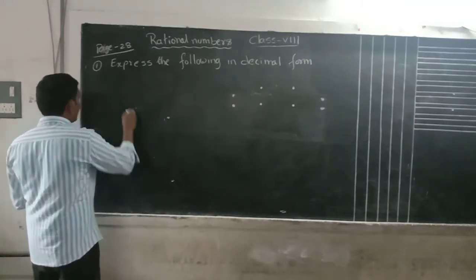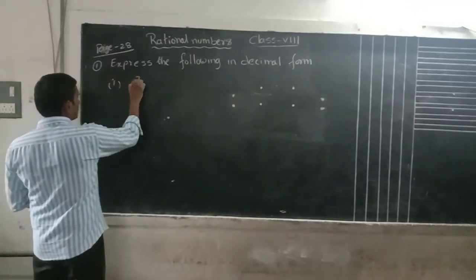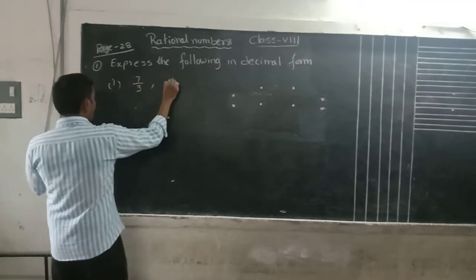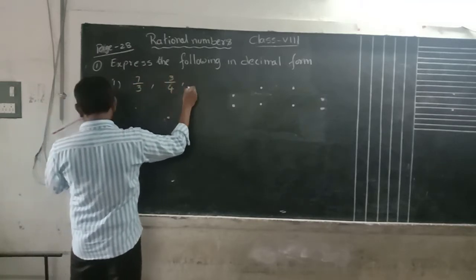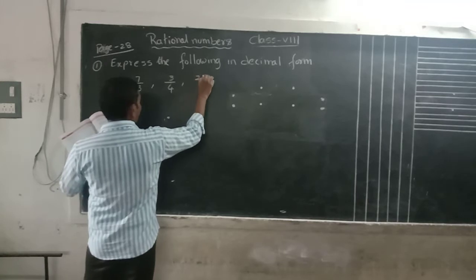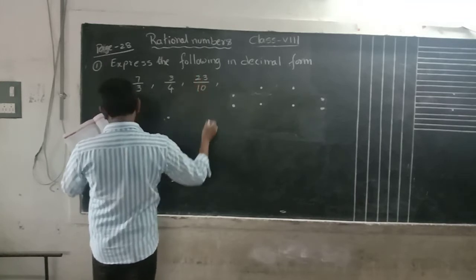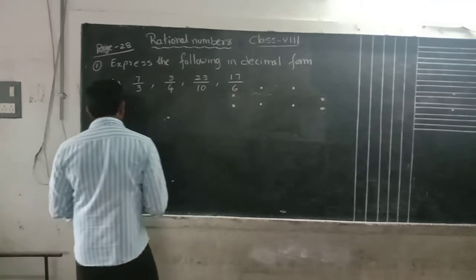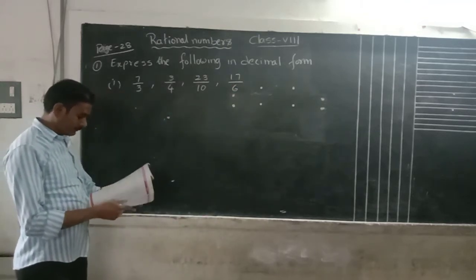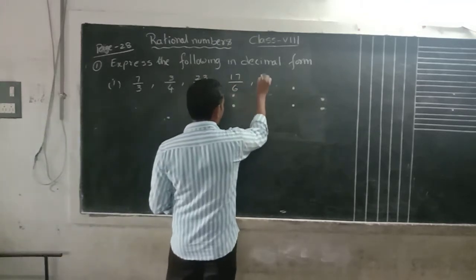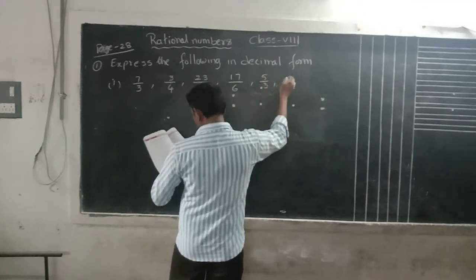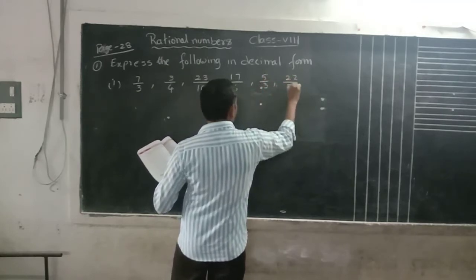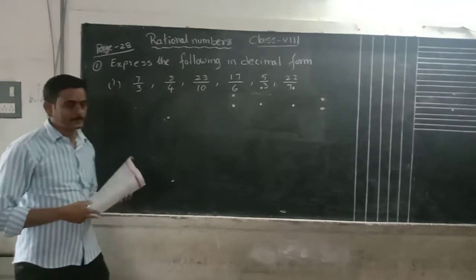How can we convert? They are given like this: first 7 by 3, 3 by 4, 23 by 10, 17 by 6. I will explain some sums only. The remaining two sums, 5 by 3 and 22 by 7, complete yourself. I will not explain those.